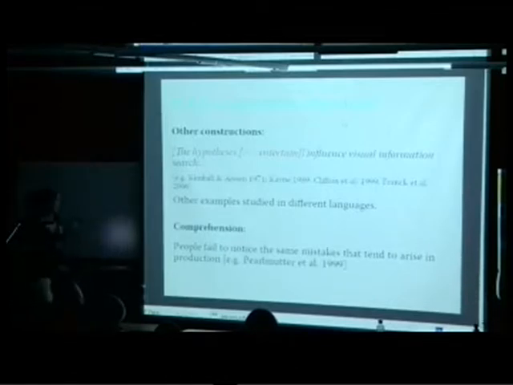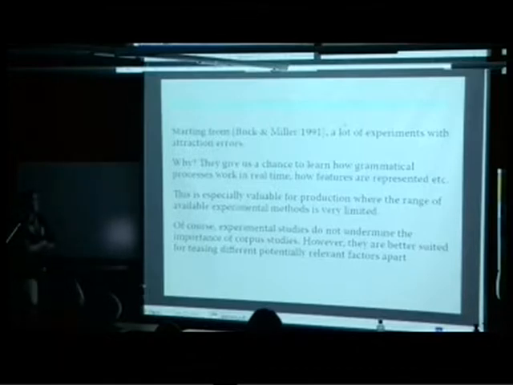Then, if we look at comprehension, we may notice that people fail to see the very same mistakes that they tend to produce. So there is again a vast body of experiments, like just one. Then, why bother? Why are these agreement attraction mistakes so attractive? Starting from a paper by Bock and Miller in 1991, there is a huge body of experiments on attraction errors. Why? Because they give us a chance to learn how grammatical processes work in real time.